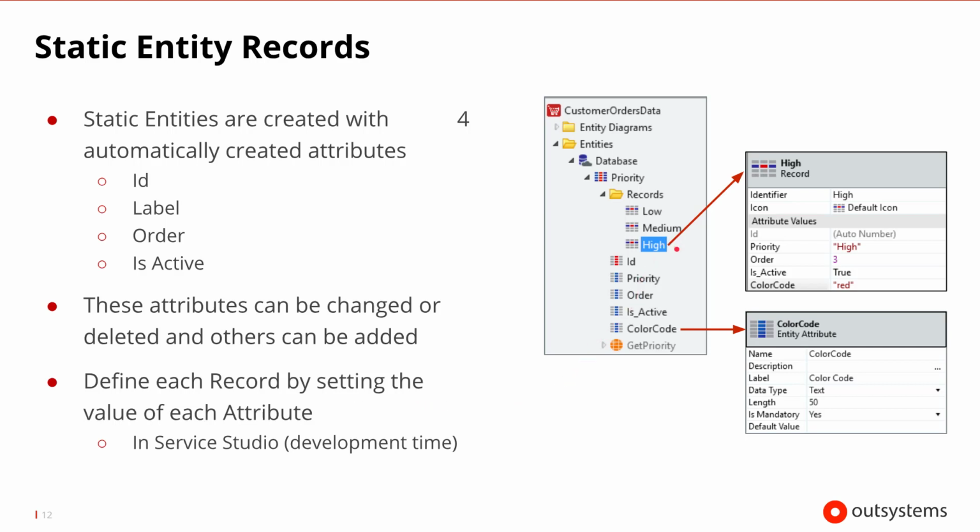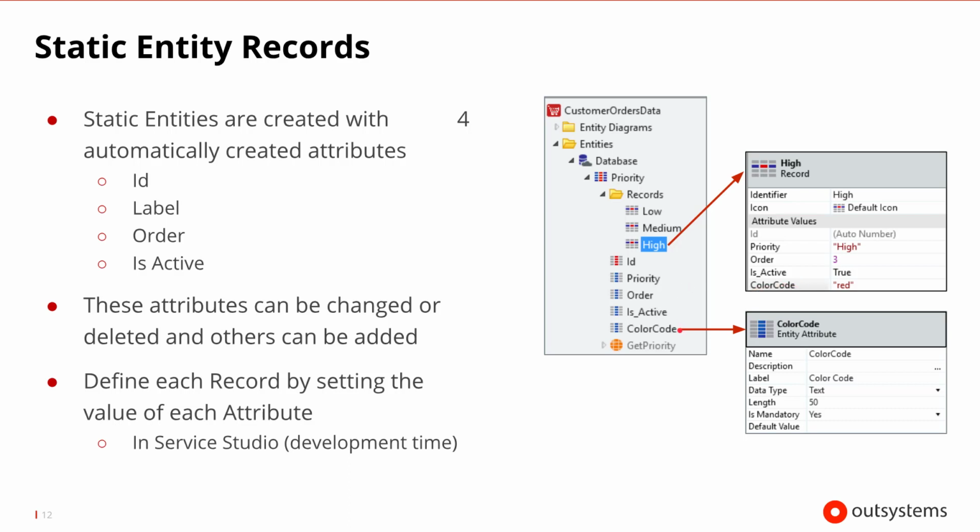So in this case, the high priority, if we looked at the description of that, we would see that the high priority has a label or a description of high. It's the 3rd one in the list. It is active at the moment, and high priority's color will be red. So if it's high priority, it's very important, we'll make it red, and that will work.